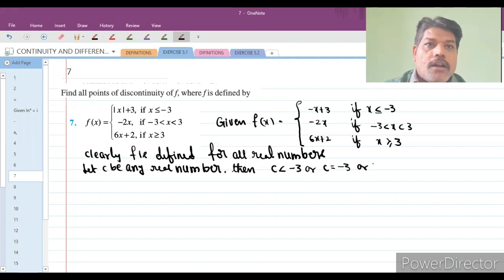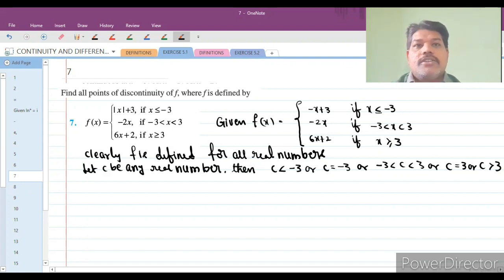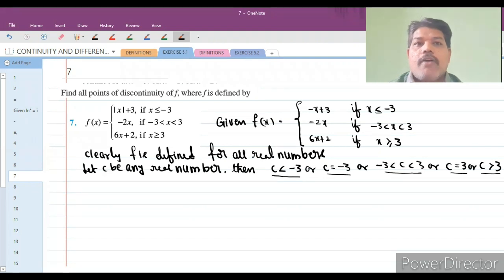The next case is minus 3 less than c less than 3, the third case. Next, c is equal to 3 is the fourth case. And the next case is c greater than 3. How many cases are there? 1, 2, 3, 4, and 5. So in this question, we will get 5 cases. According to the given question, we have to take all these cases.